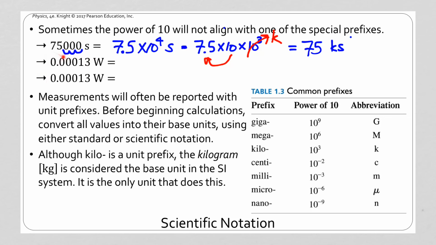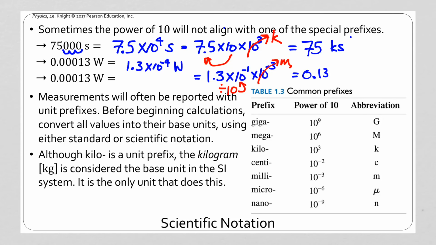The same thing here if I have a very small number. I have 1.3 times 10 to the negative 4 watts. 10 to the negative 4 is also not one of my powers of 10, so I could break that up and make that times 10 to the negative 1 times 10 to the negative 3. 10 to the negative 3 is milli. And now I have a spare 10 to the negative 1. 10 to the negative 1, remember, means we are dividing by 10. And so 1.3 divided by 10 would be 0.13 milliwatts.